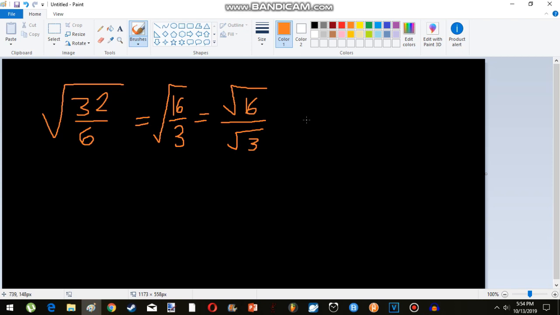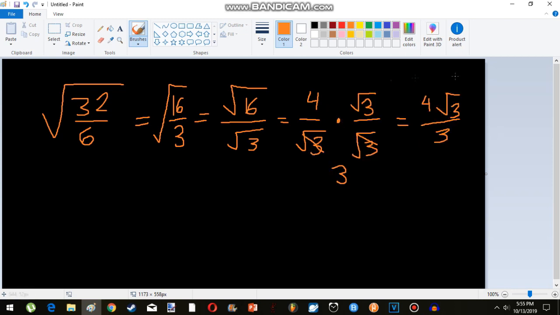Now, you might think that I'm being counterproductive, but as you can see, square root of 16 is legible. So, what's the square root of 16? 4. Over square root of 3. Now we can rationalize it. And we're done. That's the final product. We can't do anything about this square root. As much as I'd like to get rid of that, we can't do anything about it.